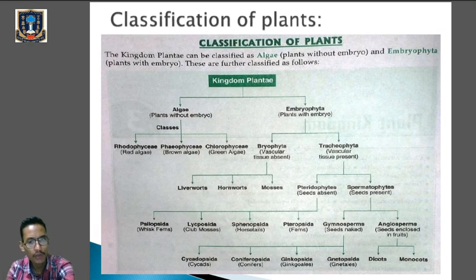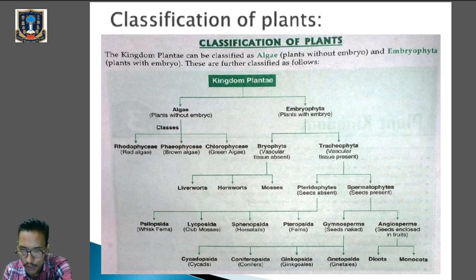And in embryophyta, we have bryophyta without vascular tissue, xylem and phloem, and tracheophyta with vascular tissues. Under bryophyta we have liverworts, hornworts, and mosses. And tracheophyta has pteridophytes, where seeds are absent, and spermatophytes, where seeds are present. Pteridophytes are further divided into Psilopsida, Lycopsida, Sphenopsida, and Pteropsida, whereas spermatophytes are divided into gymnosperms and angiosperms. Gymnosperms have naked seeds without a seed coat, and angiosperms have seeds enclosed in fruits.